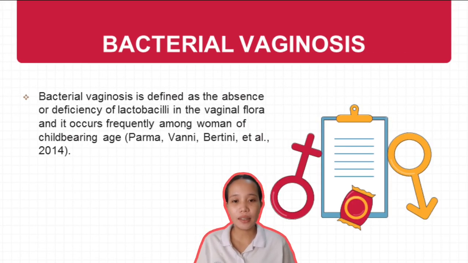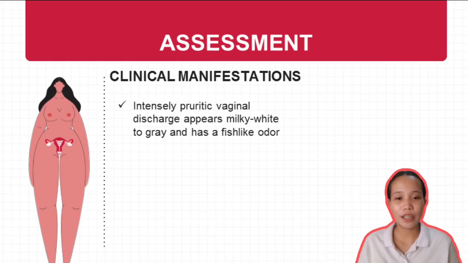Bacterial vaginosis is defined as the absence or deficiency of lactobacilli in the vaginal flora, and it occurs frequently among women of childbearing age. The clinical manifestations of bacterial vaginosis are an intensely pruritic vaginal discharge that appears milky white to gray and has a fish-like odor.